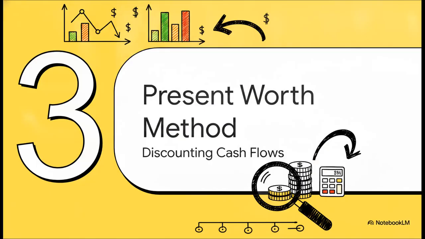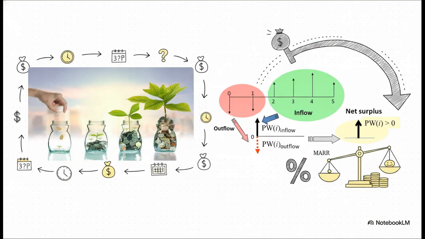Okay, section 3, the present worth method. So once we have our estimated costs and projected revenues mapped out, we can apply our first and honestly most popular evaluation tool. It's all about the time value of money. Basically, we discount all those future cash inflows and outflows back to the present day using that MAR interest rate we talked about earlier.